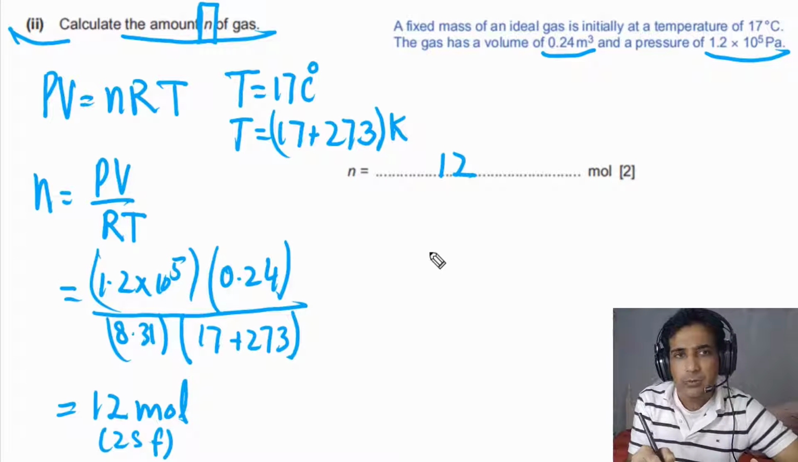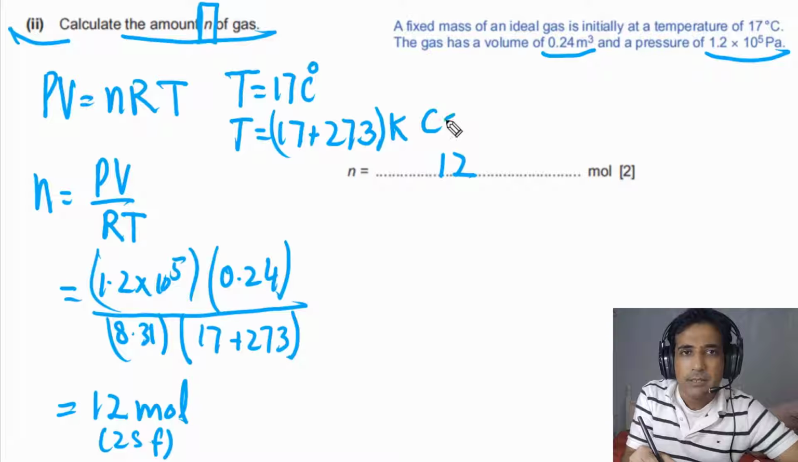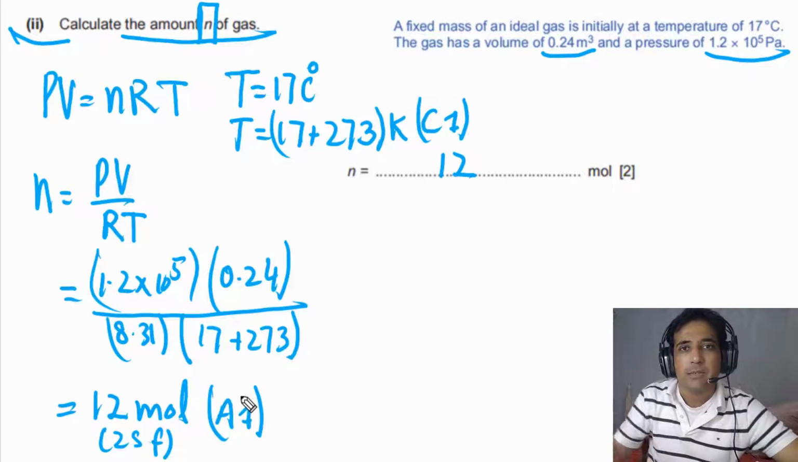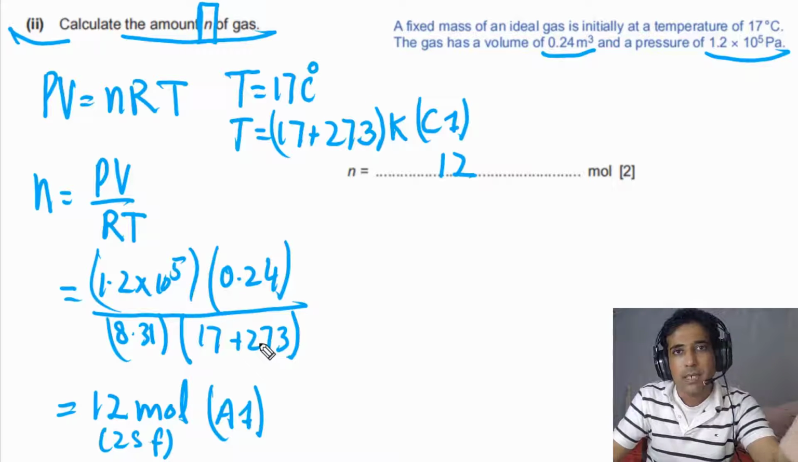This question has 2 marks. The first mark you will get if you have converted temperature into Kelvin, this is C mark, and the second mark is answer mark. If you have got the right answer, you will get second mark. Very straightforward question. Simply you need to understand how to use ideal gas equation.